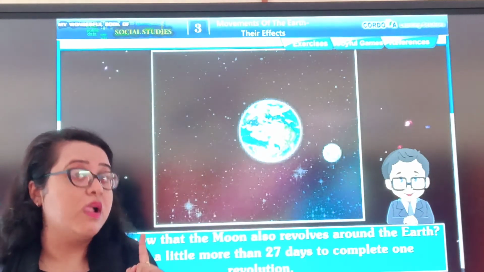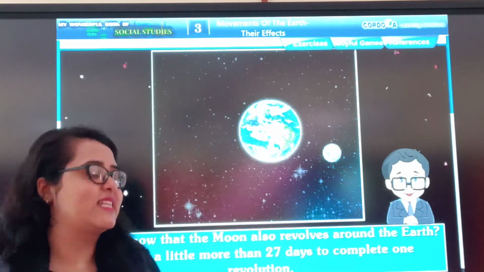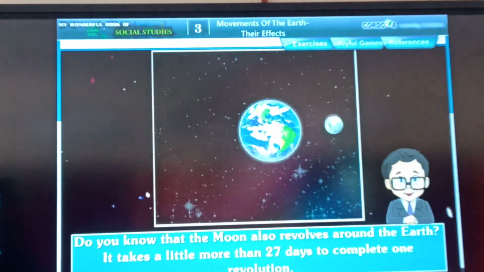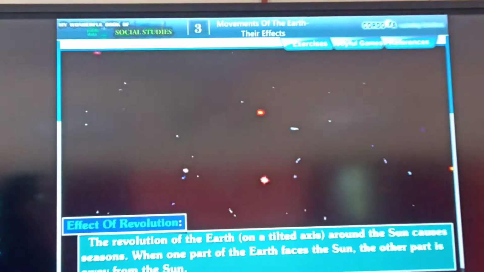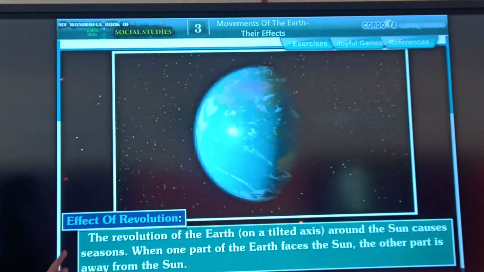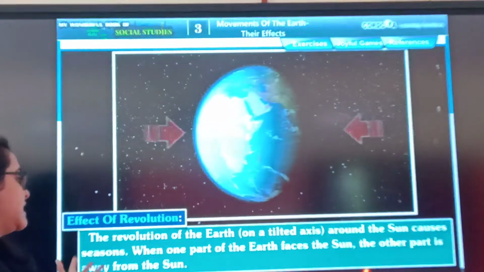You have to remember how many days it takes the moon to revolve around the earth. Yes. Takes a little more than 27 days to complete one revolution. Effect of revolution. The revolution of Earth on a tilted axis around the sun causes seasons.